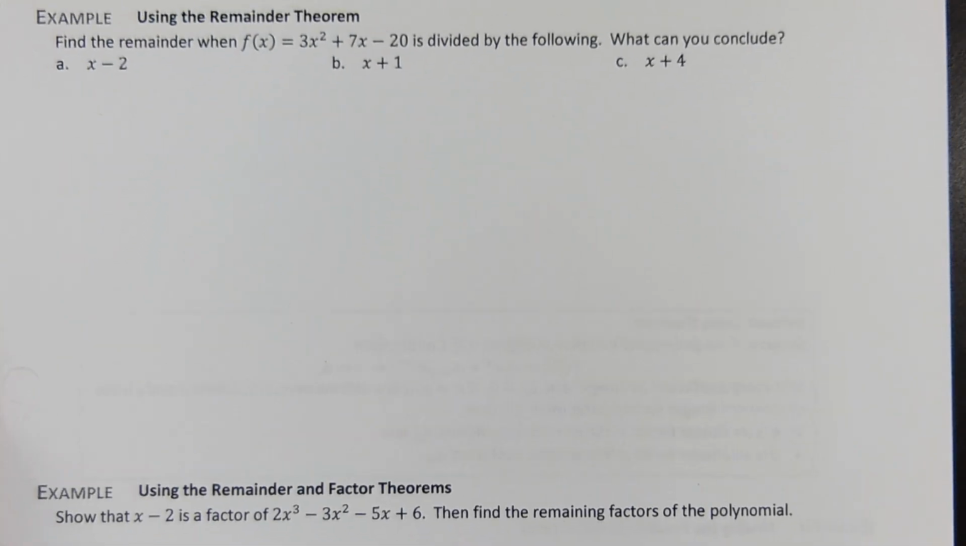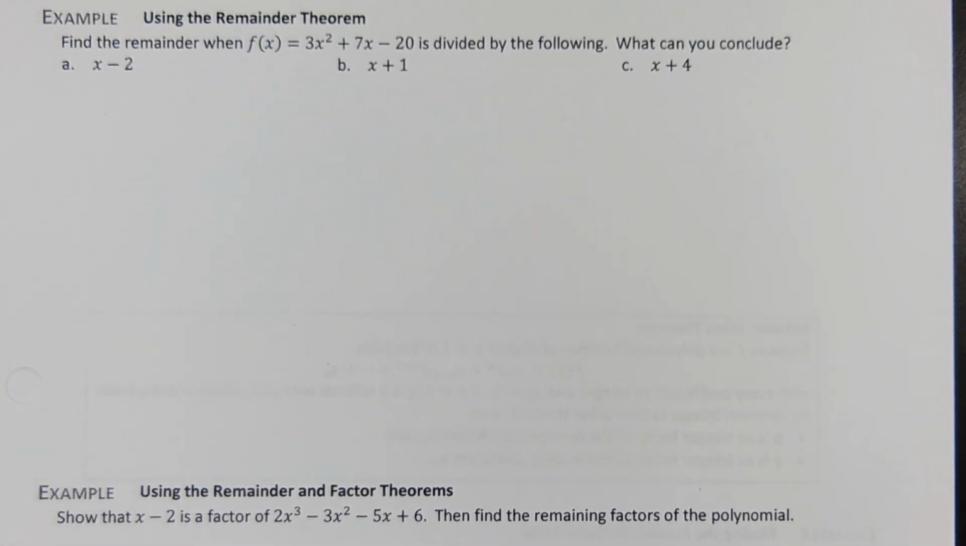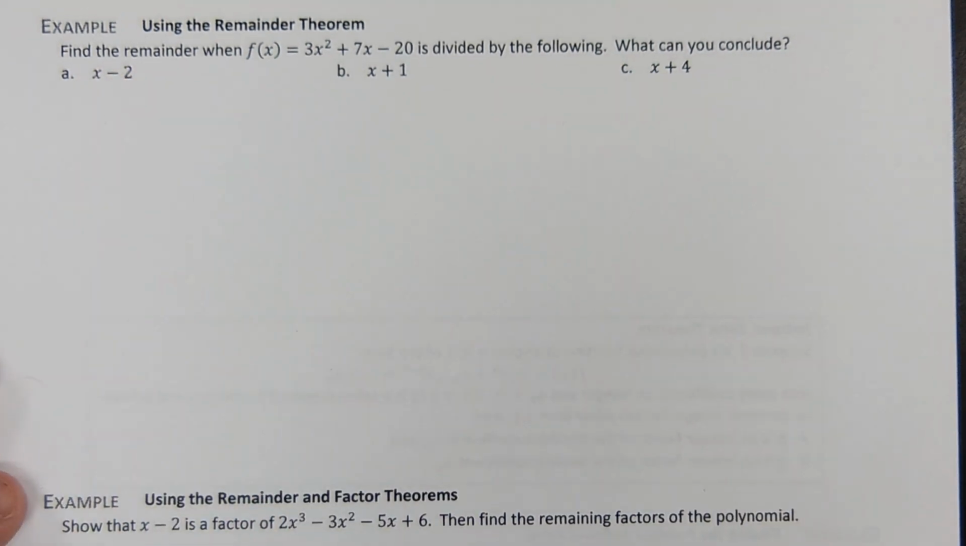So here I have another quadratic. f of x is 3x squared plus 7x minus 20. We're going to divide by this, this, and this to find the remainder. Ew, but you know what? Instead of doing the actual division, we'll just use the remainder theorem.